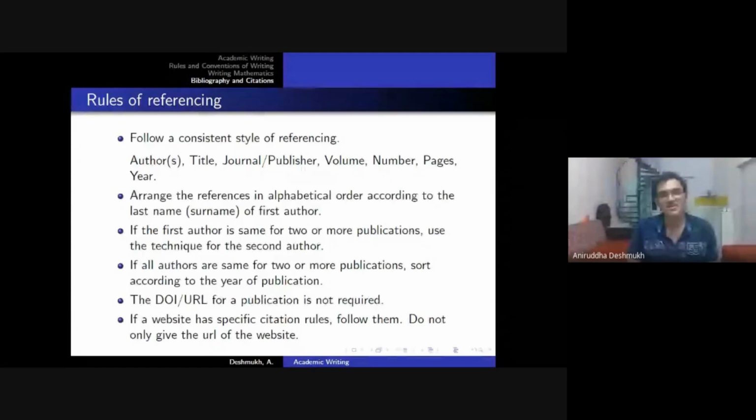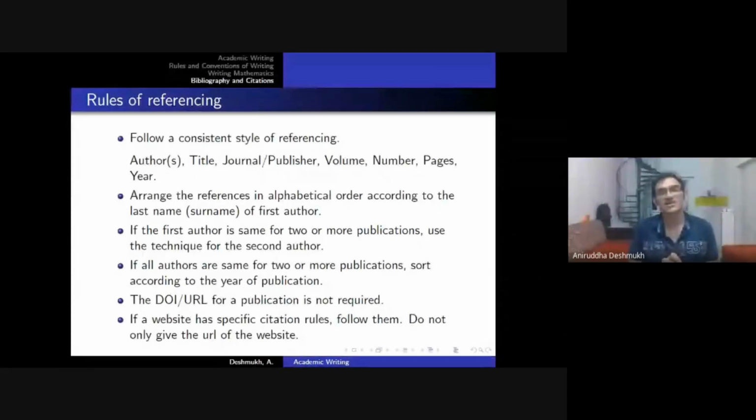Now, usually all the references follow a particular pattern. The pattern is as follows. First of all, you write the names of authors, followed by the title of the paper or the book, then the name of the journal or the name of the publisher, then the volume of the journal or the book, the number of the journal. Notice that not all journals have numbers. It depends on what journal you are referring to. And then the pages inside the journal where that particular research article is printed and the year of publication. All these things should be mentioned while referencing.